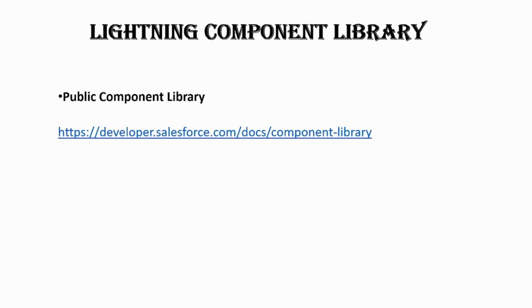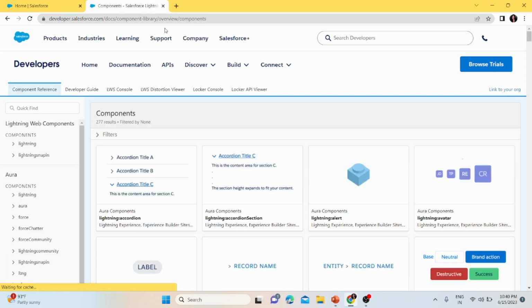And there are two ways we can access this Lightning Component Library. One is the public component library and the second one is from your org itself. So to access the public component library, we can go to the link which is shown on the screen. So this is your public component library.